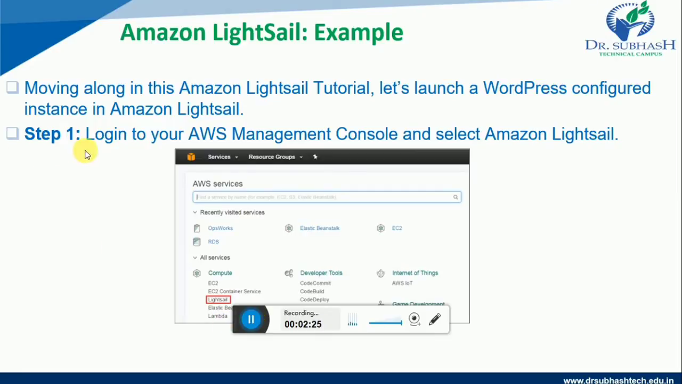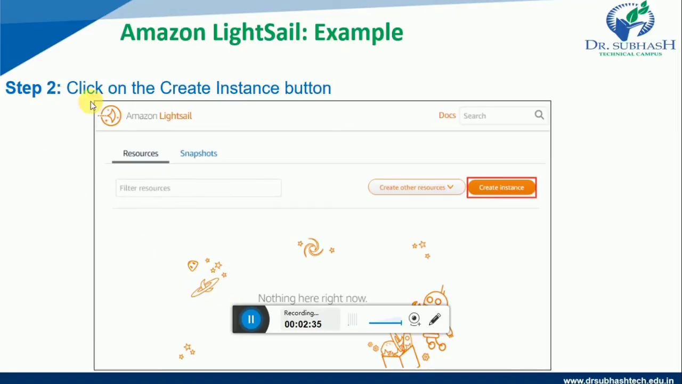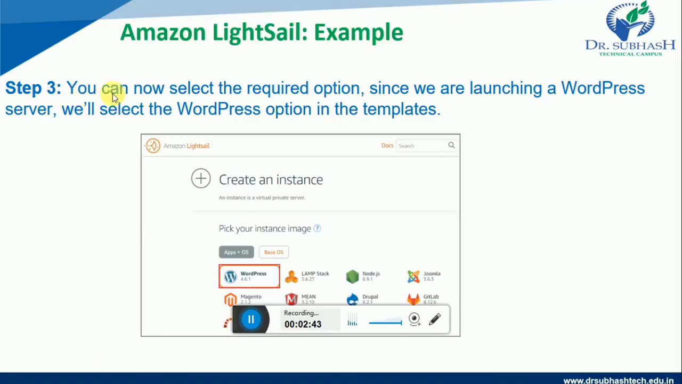In step 1, log in to your AWS Management Console and select Amazon Lightsail. Second step, click on the Create Instance button. In the third step, you can now select the required options. Since we are launching a WordPress server, we will select the WordPress option in the templates.